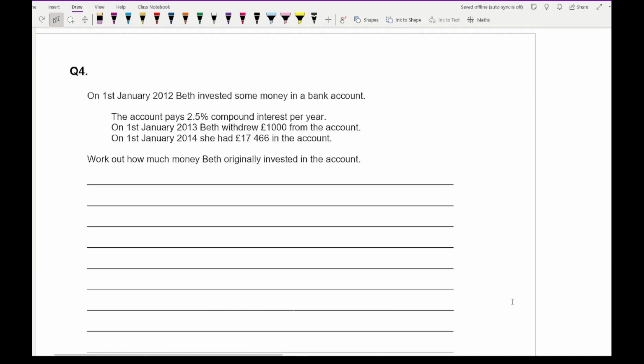Moving on to question 4, it says that on the 1st of January 2012, Beth invested some money in a bank account. The account pays 2.5% compound interest per year. On the 1st of January 2013, Beth withdrew £1,000 from the account, and on the 1st of January 2014, she had £17,466 in her account. Work out how much money Beth had originally invested in the account.